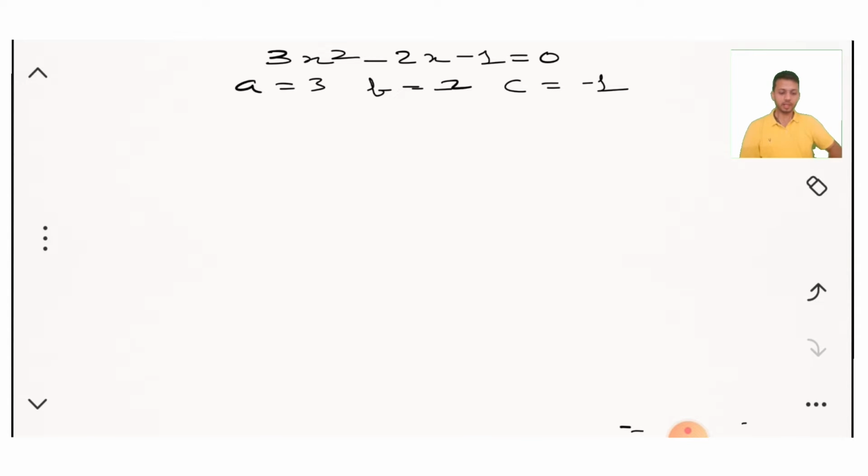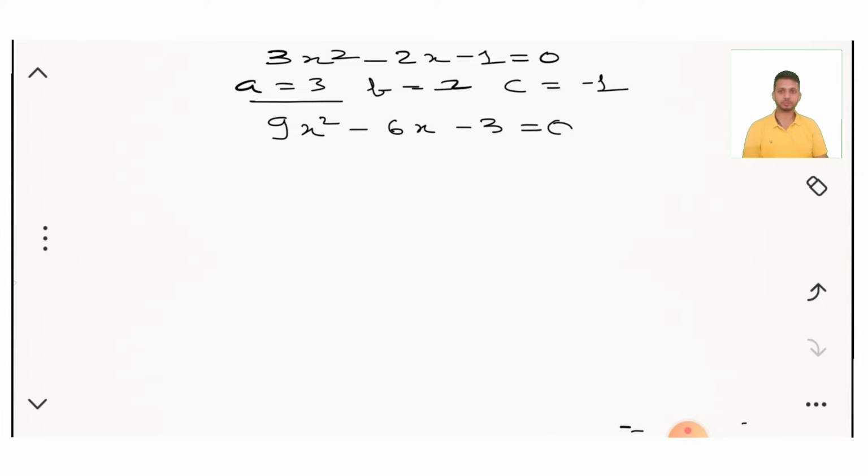In this case, when the value of a is not a perfect square, we have to convert the value of a into a perfect square. How can we convert it? We have to multiply the quadratic equation by 3. After multiplying by 3, we get 9x square minus 6x minus 3 is equal to 0.